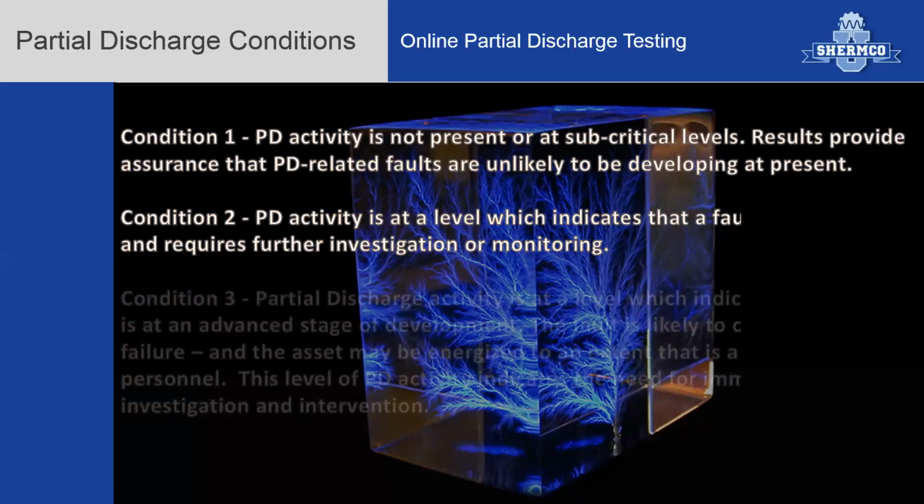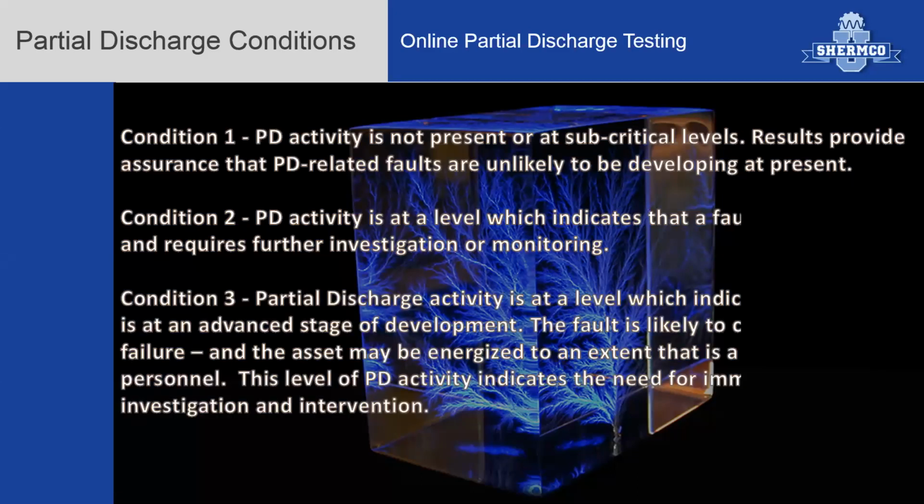Okay, finally, condition 3. Partial discharge activity is at a level which indicates that a fault is at an advanced stage of development. The fault is likely to cause imminent failure, and the asset may be energized to an extent that is a danger to the personnel. This level of PD activity obviously indicates the need for immediate investigation and/or intervention.